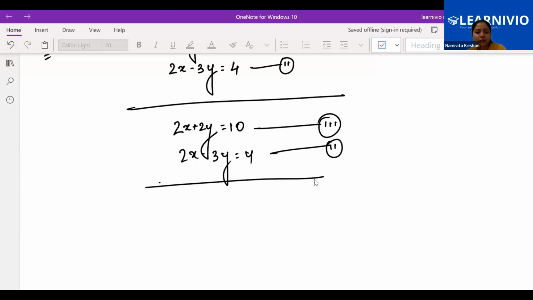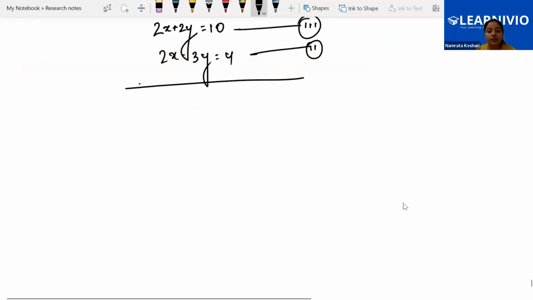Okay, so the method of elimination is clear to you. Let's take word problem. Previous day we were solving word problem. Today also we will continue that, and today we will finish this chapter also. Okay, so one of the question is like this.